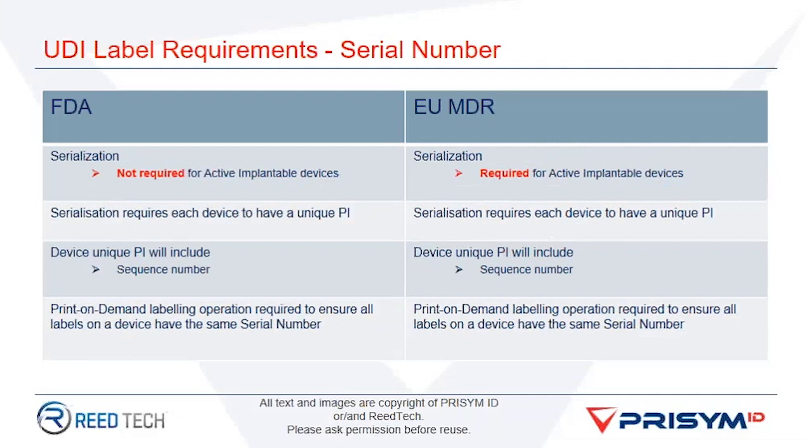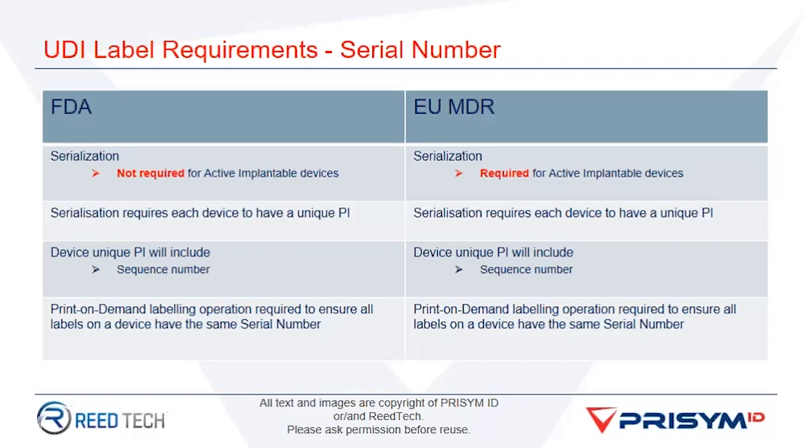So moving on to a subject which has gained a lot of attention within the EU MDR: the subject of serialization and serial numbers. As far as the requirement to identify each device with its own unique serial number, the only difference really is for active implantable devices. In the EU, these devices must be serialized. Now this can have a significant impact on your manufacturing process because you need to ensure that at all packaging levels the correct serial number and labels are applied to the correct devices.